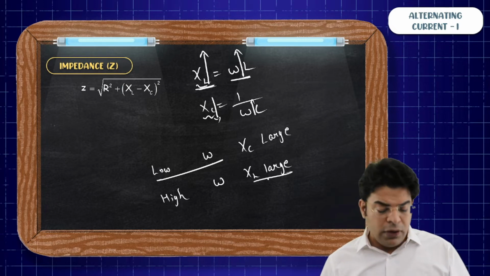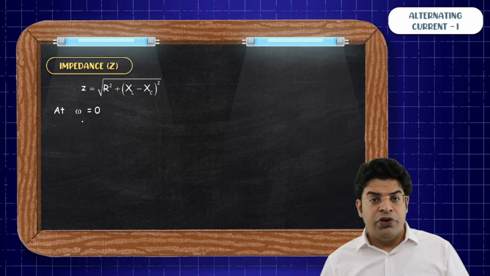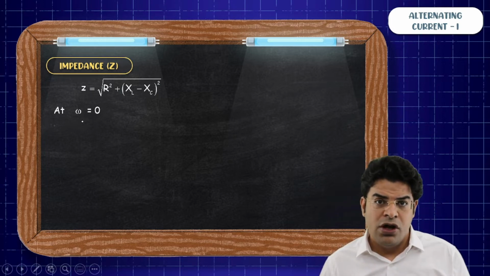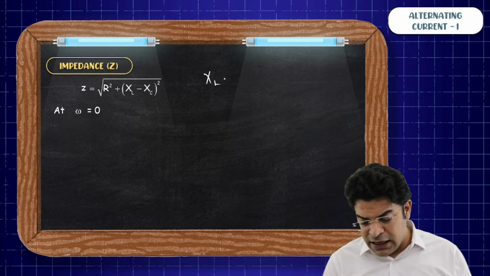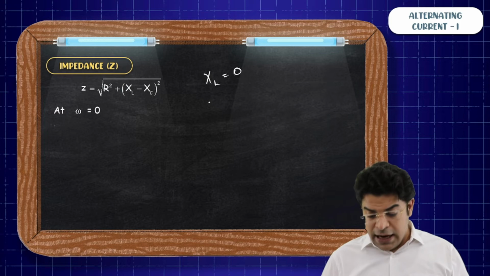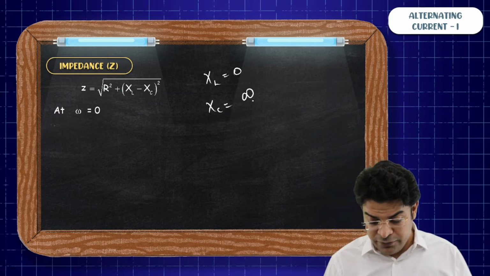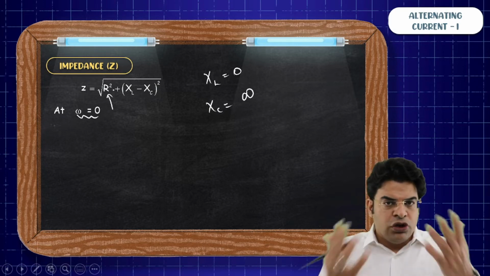Now think of two extreme cases. The first case where the angular frequency is 0. Angular frequency is 0 for a DC circuit. For angular frequency equals 0, you will say that XL, which is omega L, will be 0. And XC, which is 1 by omega C, will be infinity. So for omega equals 0, R doesn't change with omega.